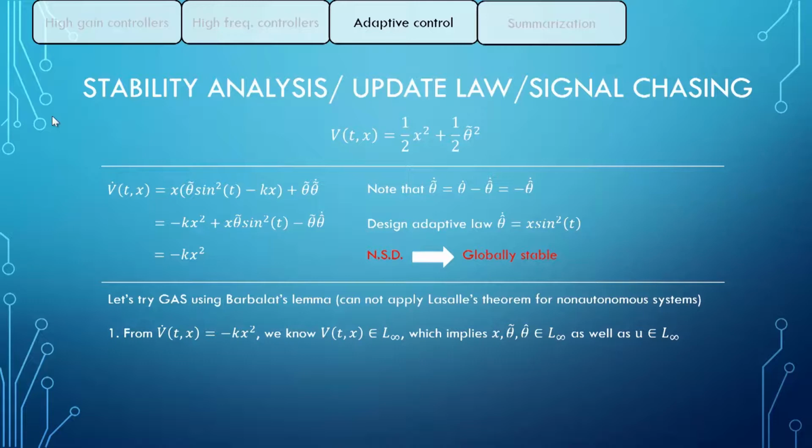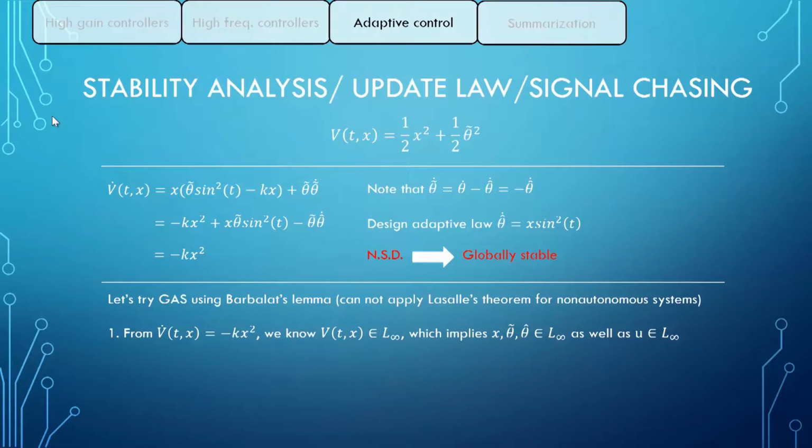So a bounded v implies both variables will be bounded. It implies x is bounded and theta tilde is bounded. If theta tilde is bounded, and this is a constant, a constant is just a constant, so theta hat is also bounded. So these three variables will be bounded. Understand?